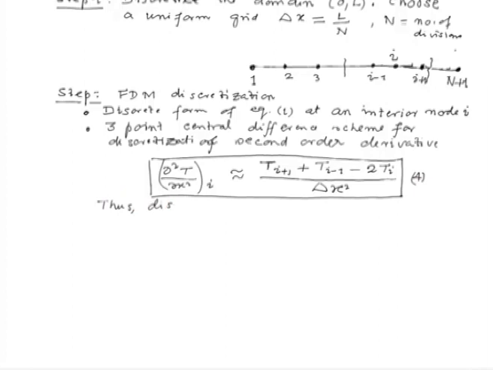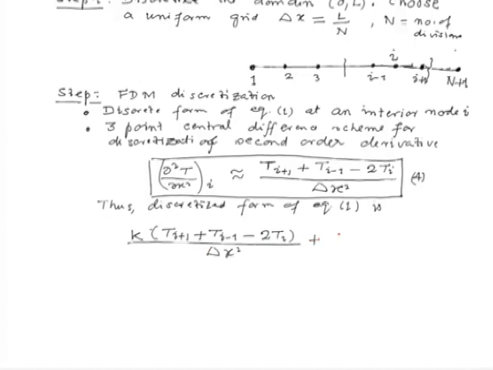Thus, discretized form of equation 1 is k times (T of i plus 1 plus T of i minus 1 minus 2 Ti) divided by delta x square plus our Qg term evaluated at node i. This should be equal to 0. Let us rearrange this equation.